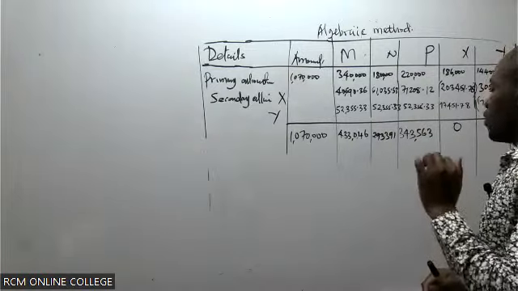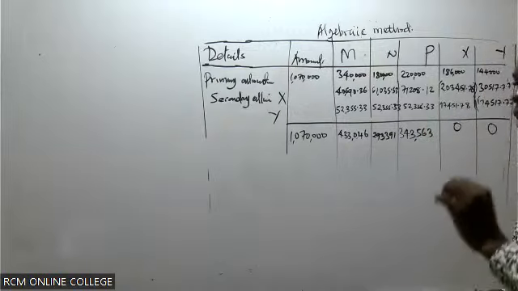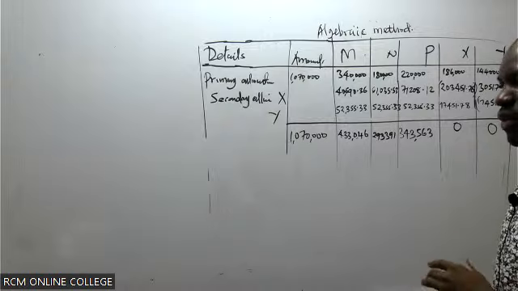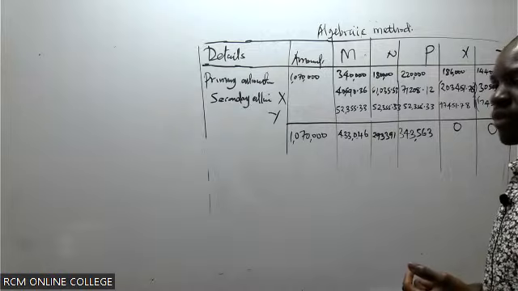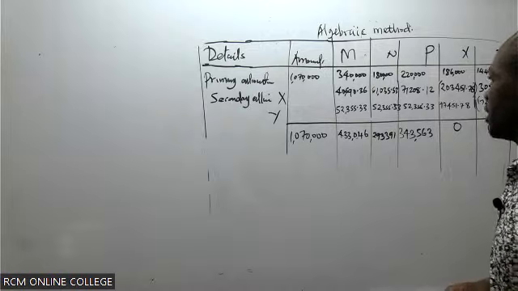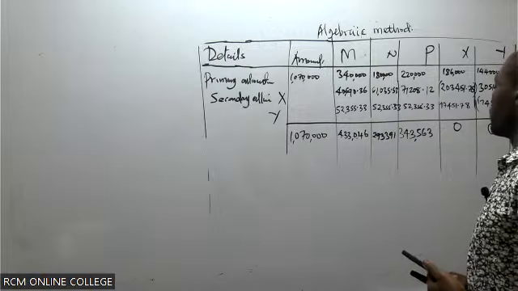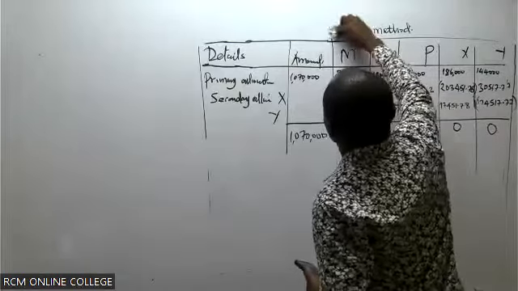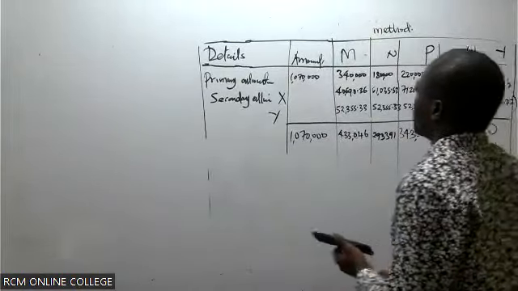Now, is there anyone who has got a problem with the repeated method? Is there someone who has an issue concerning the repeated method? Which part of the repeated method?